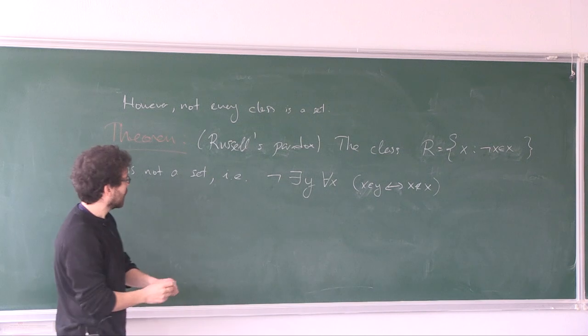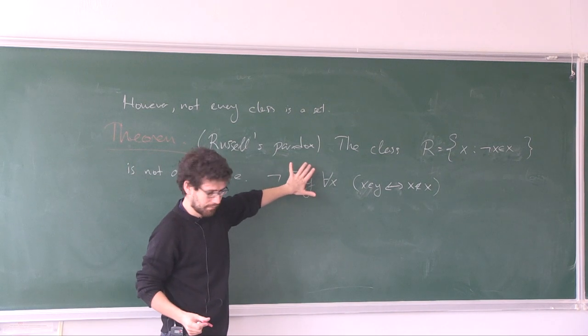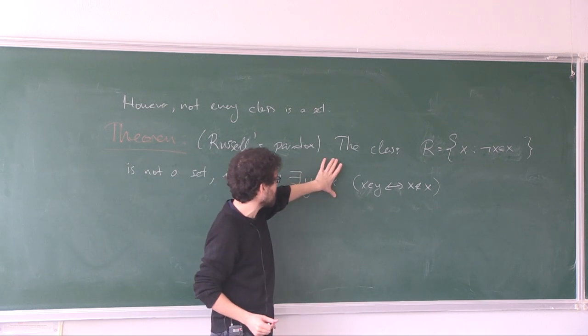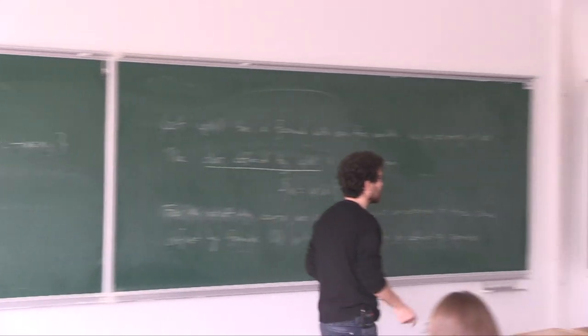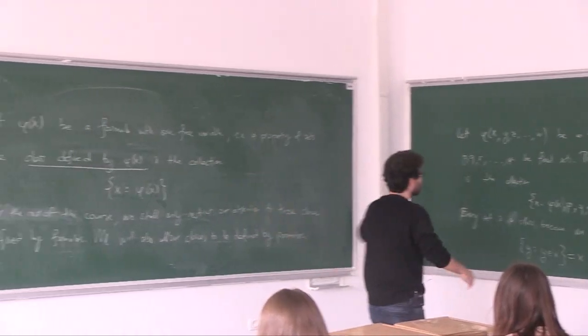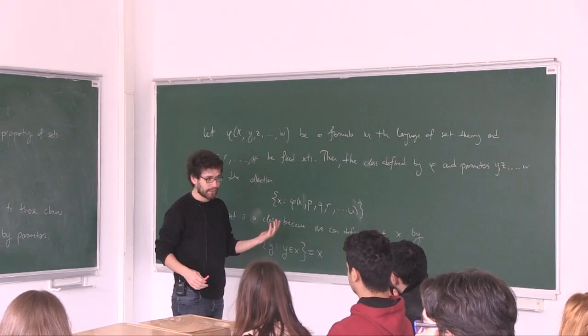Now, when I pass from here to here, I did something that some of you probably didn't understand. So let me talk about that before we prove this. We developed a way of talking about classes. A class is simply defined by some formula and parameters.